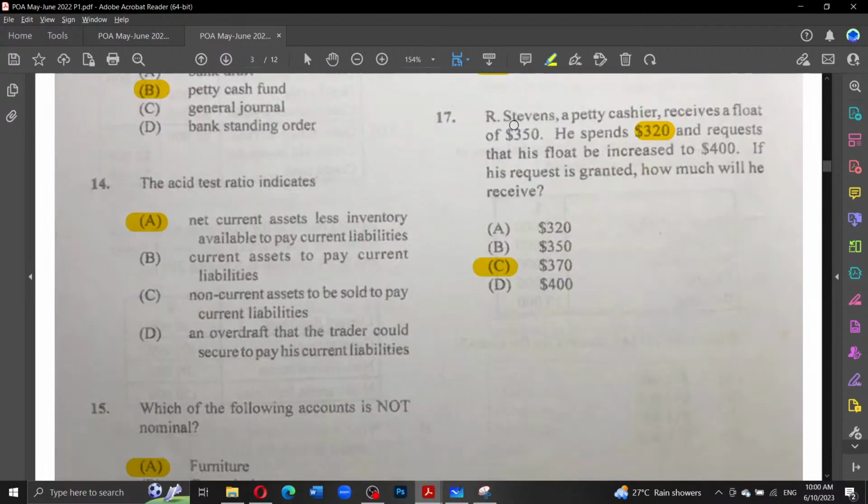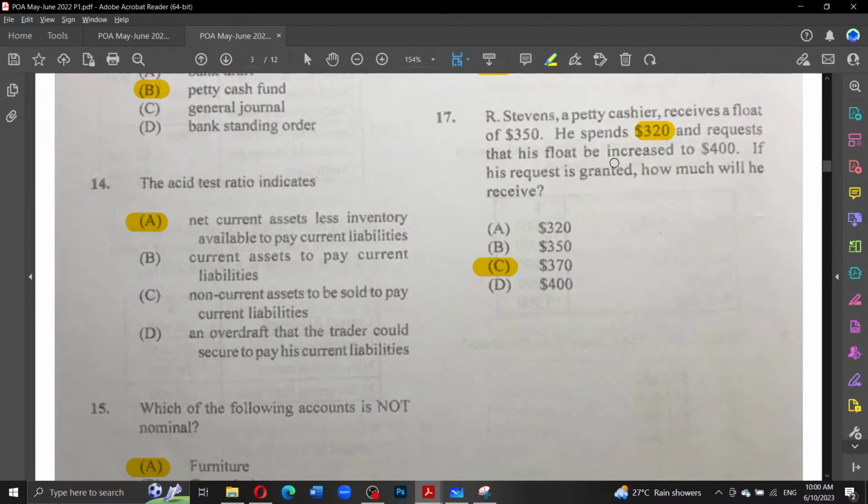Alright, R. Stevens, petty cashier, receives a float of $350. So the float is the amount of money that they are expected to use for the month. So at the end of the period, however much you use from that amount is the amount that the company will give you back. So say from this amount, you use $200, they will reimburse you $200. But in this case, the person used $320, which means they're going to give him back the $320.